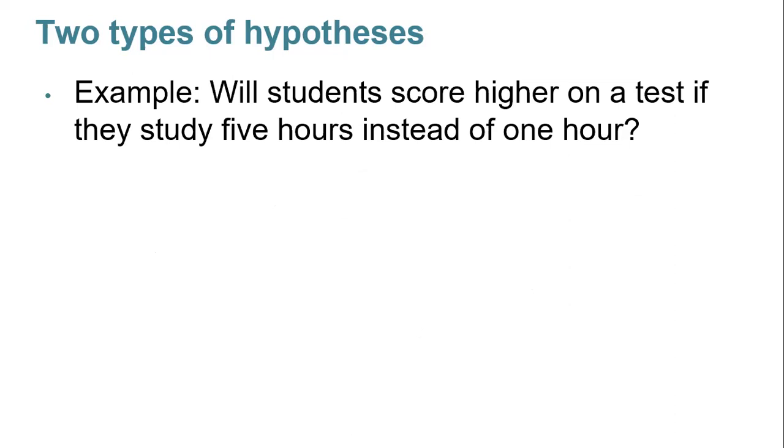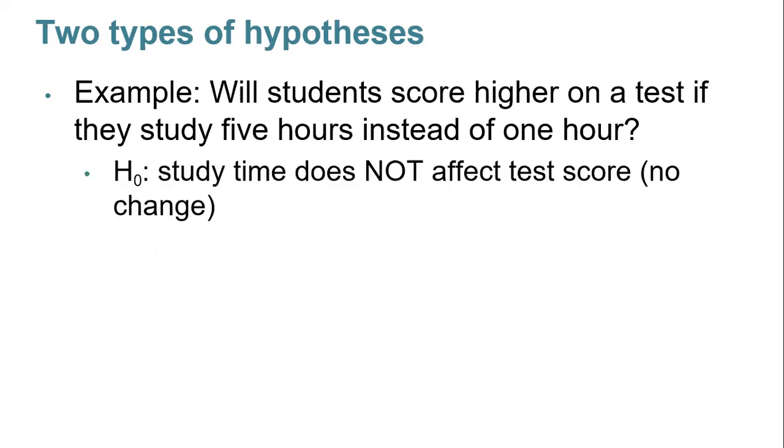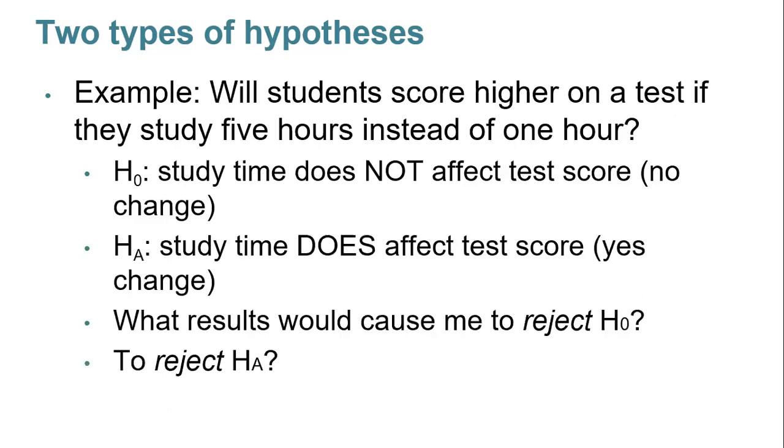So here's an example. Here's our question. Will students score higher on the test if they study 5 hours instead of 1 hour? We're testing whether study time has an effect on test scores, that is, whether study time changes test scores. And the null hypothesis always predicts no change. So our null hypothesis is going to be that study time does not affect the test score. Alternative hypothesis predicts that there will be change. So the alternative hypothesis here is that study time does affect test score.